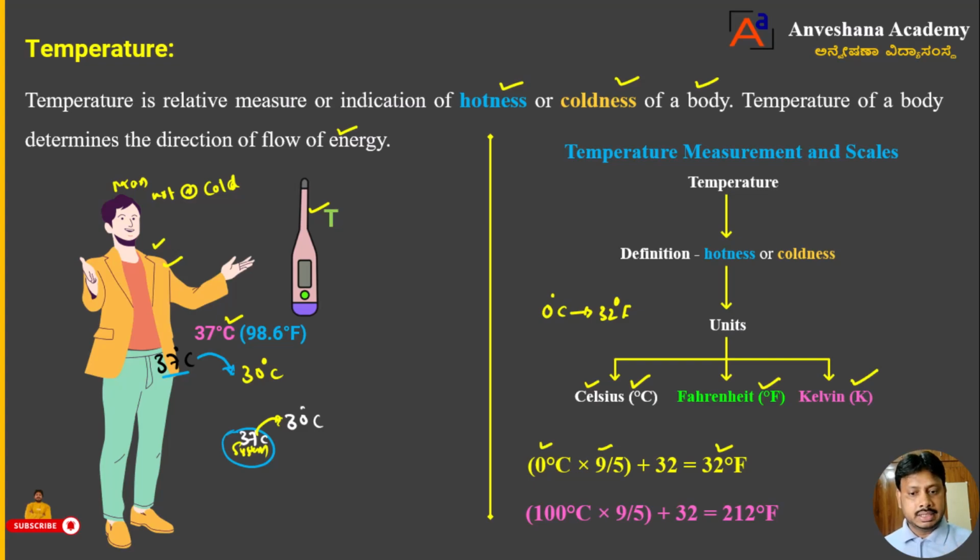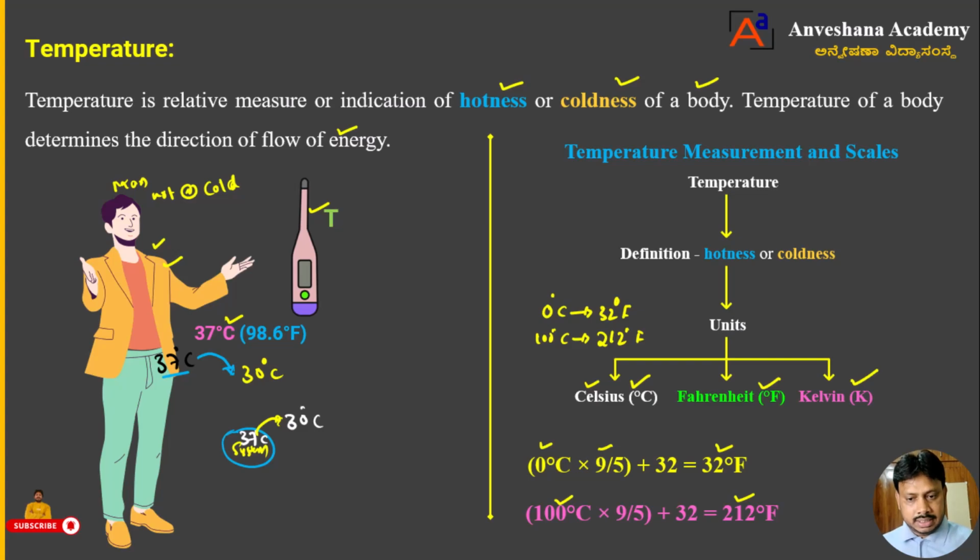Similarly, I can convert 100 degree Celsius into Fahrenheit with the help of the same equation. What is that? 100 degree Celsius multiplied by 9 by 5 plus 32. When I do the simplification, I am going to get 212 degree Fahrenheit. So that means 100 degree Celsius can be converted into Fahrenheit, and that value is 212 degree Fahrenheit. So I have converted degree Celsius into Fahrenheit.